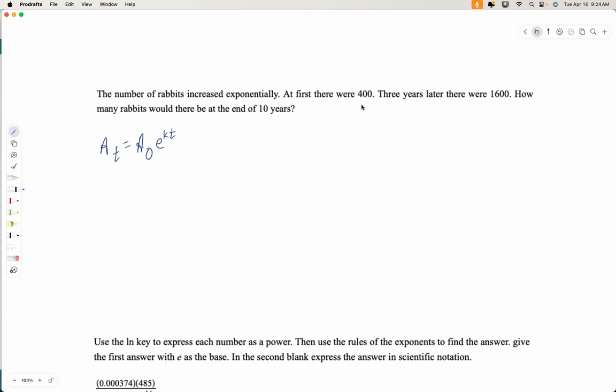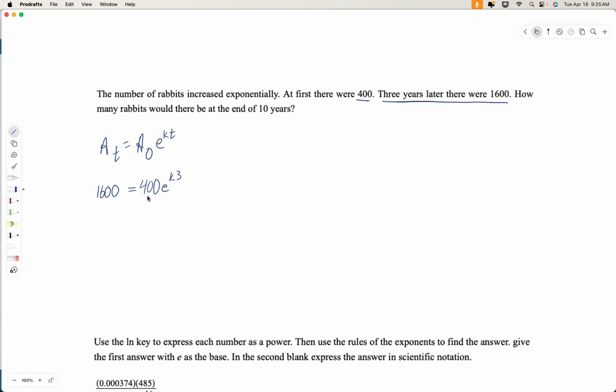So at the end of 3 years, there's 1,600. So that's going to be our amount over time is 1,600. And then how many rabbits, that would be in the next scenario once we figure out what our rate is. And our rate is k. Our constant is k. So at first there were 400, e, and then k, and then the time is 3 years. So 3 years later there were 1,600. That's where we get that 3 from and the 1,600 from. And at first there were 400 is where this comes from.